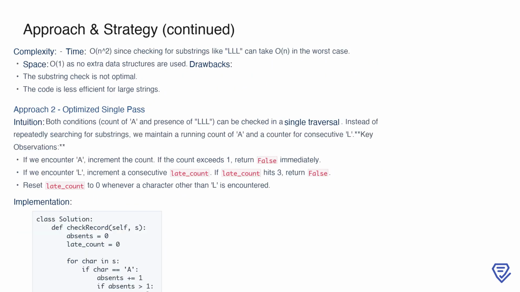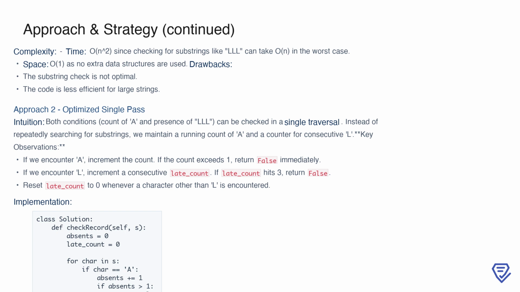The brute force approach comes with its drawbacks. In terms of complexity, the time required is O(n squared), since identifying a substring like LLL in the worst case can take O(n), and we may repeat this process multiple times. On the bright side, the space complexity is O(1), because no extra data structures are used. However, the inefficiency of repeatedly checking substrings makes this method less suitable for larger strings.